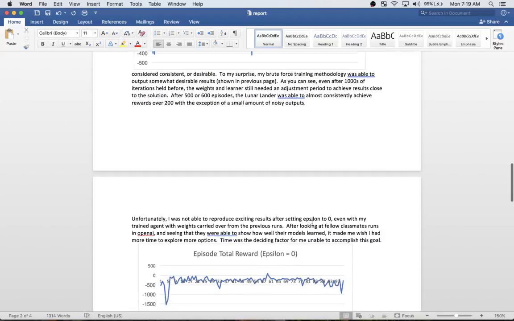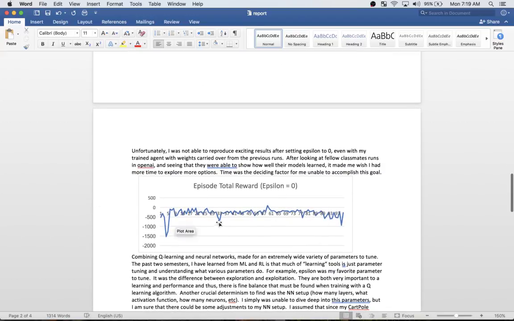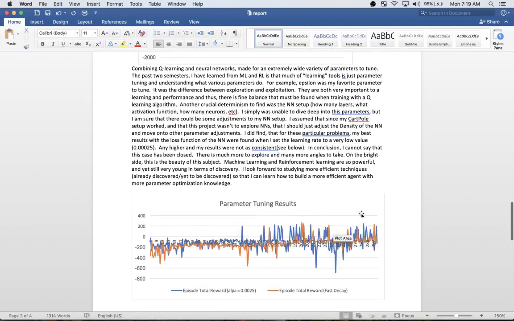I wasn't able to get the rewards I wanted with epsilon at 0. It all comes down to parameter tuning, I think, and also the neural network. Just different things you can try. There's a lot, which makes this an exciting thing to talk about and think about.